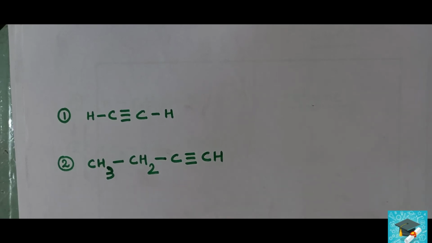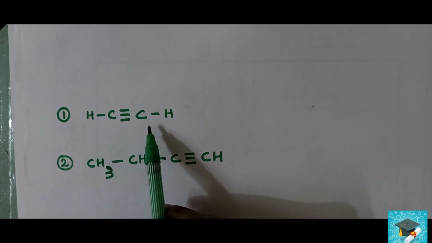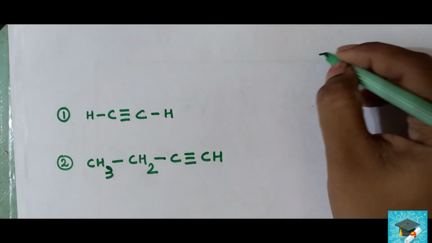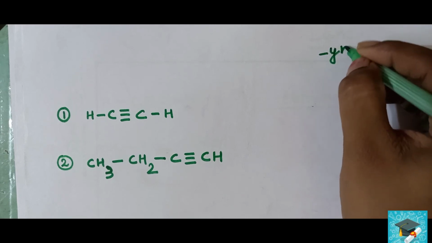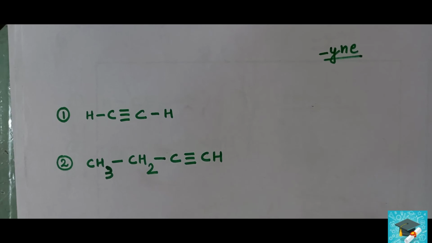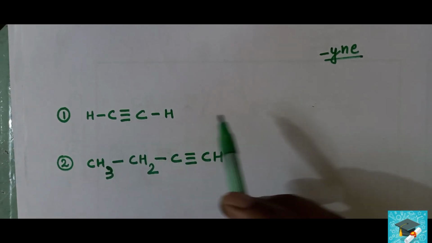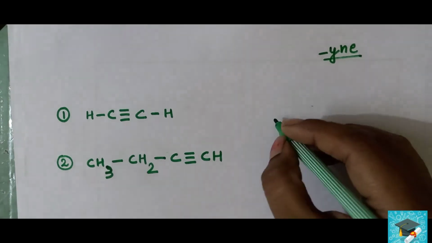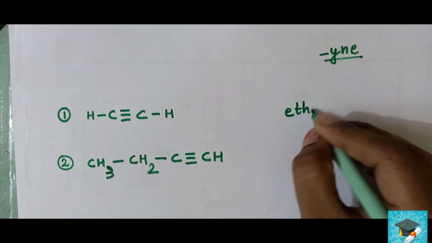Similarly, the examples of alkynes. The first example is CH triple bond CH. So here a triple bond is present, so we will use the suffix "yne" because "yne" is always used for the alkynes. So two carbon atoms are present and it is an alkyne, so the name will be ethyne.